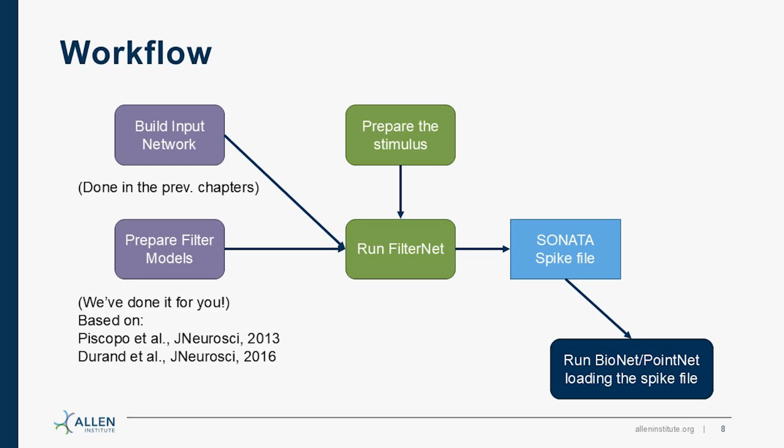Just for some background information, the FilterNet model, or all of the LGN neurons, were fit to data from Piscopo et al. and Durand et al. a few years ago. And so they behave, to our best estimate, the way LGN neurons should filter image data. And so that's already done. Then all you have to do in the rest of the tutorial is prepare the stimulus you're interested in providing to the network, run FilterNet, and then the output will be in a Sonata spike file, which was explained yesterday. This is the same spike file output that the other models run as well, so it's easily transferable. And you can provide this to your network, or your V1-like network, as input.